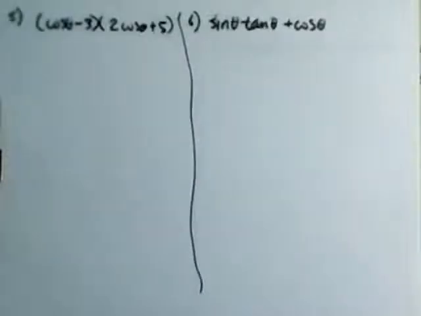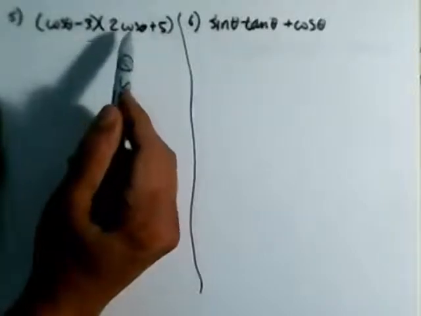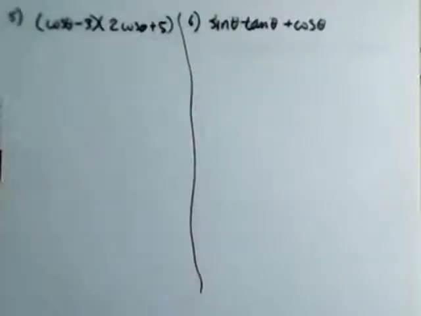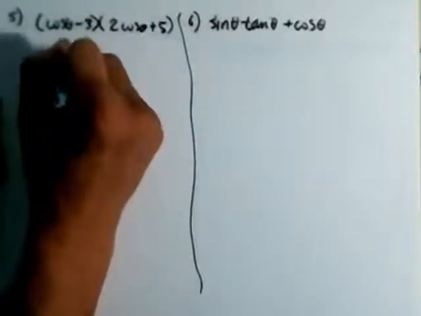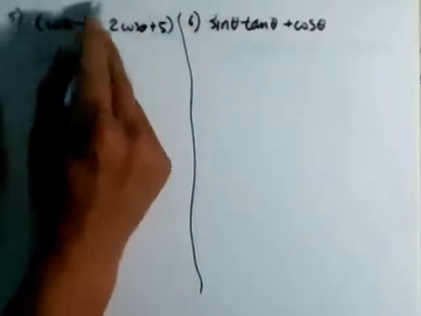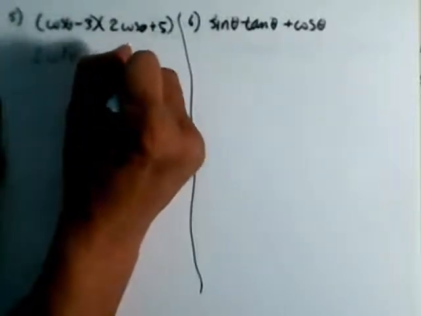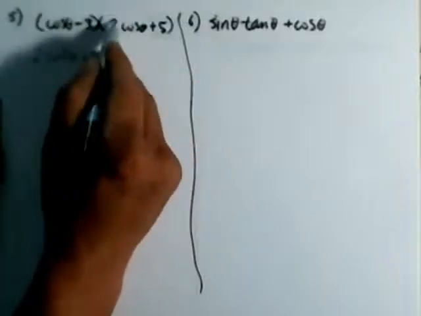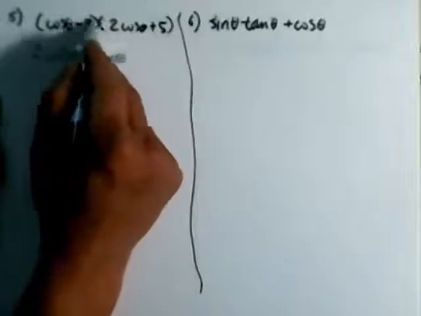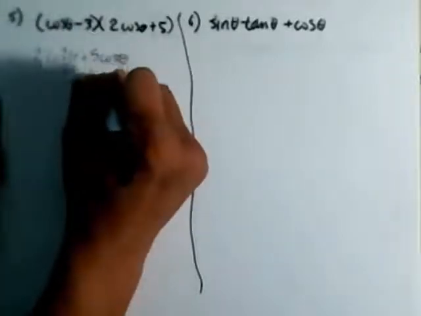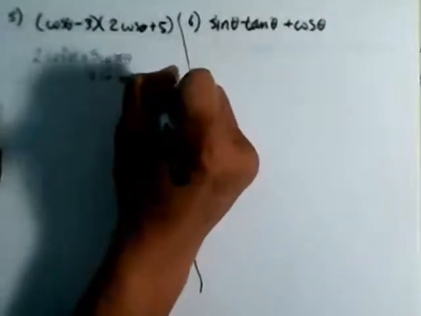They want you to actually distribute this out. Cosine theta minus 3, parentheses, 2 cosine theta plus 5. We're going to fold this out. Cosine theta times 2 cosine theta is 2 cosine squared of theta. Outer cosine theta times positive 5 is plus 5 cosine of theta. Inner, minus 3 times 2 cosine theta is minus 6 cosine of theta. And then minus 3 times 5 is minus 15.